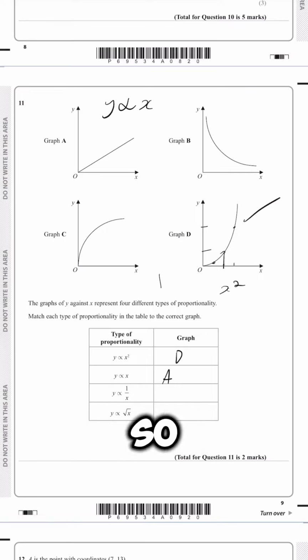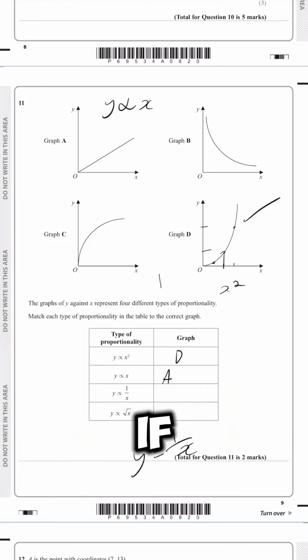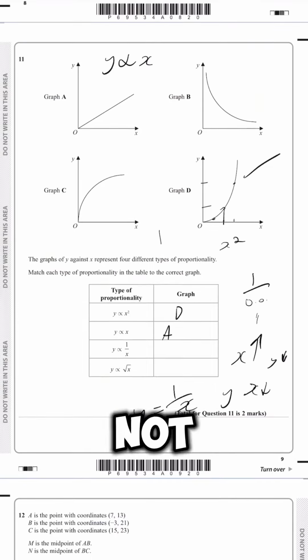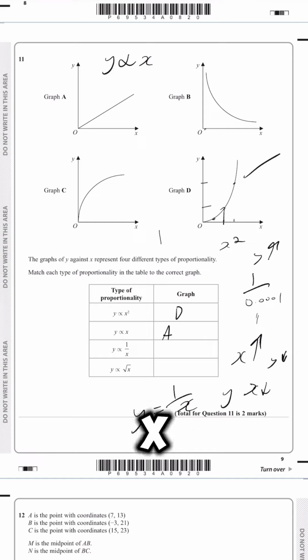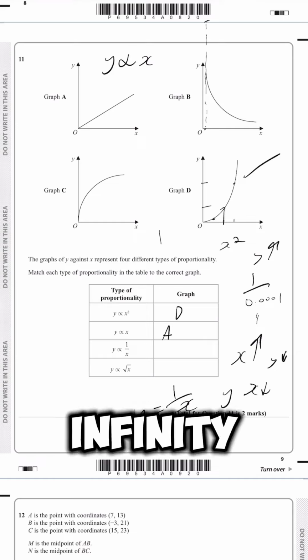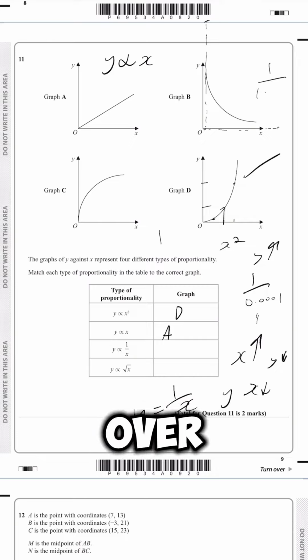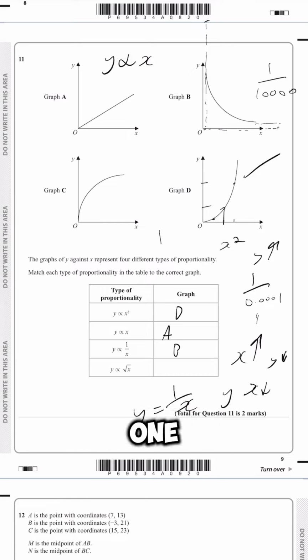Let's look at this one here. So y equals 1 over x. What happens if x was a really big number? If x was really, really big, then y would be really small, right? Okay, and what happens if x was really, really small? Well, y would be really big. So if it was 1 over 0.0000001, then y would be massive. That looks very similar to this. So if x was really small, y goes to infinity. And if x is really big, then like 1 over this, then y goes really small. So graph B seems to be this one.